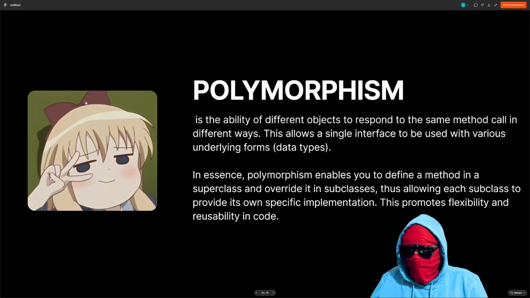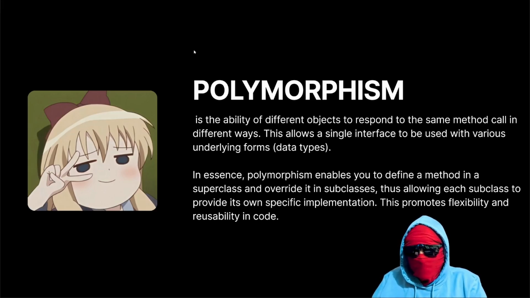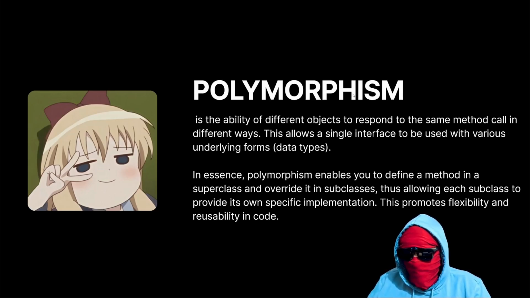And after that, we will learn about the next feature in object-oriented programming, which is polymorphism. It's the ability of different objects to respond to the same method call in different ways. So this allows a single interface to be used with various underlying forms.